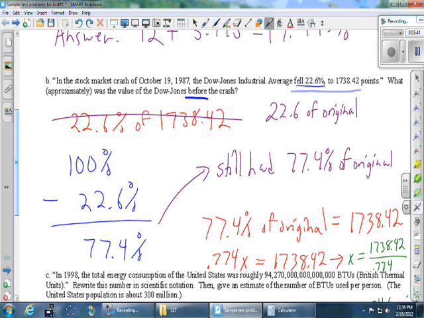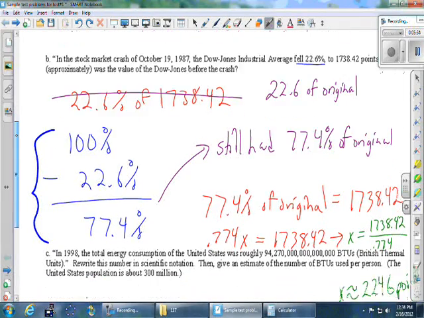So anytime you have that kind of a problem where you know what you ended up with, but you want to know what you started with, that's where you have to do this funny 100% business. Let's take a look at Part C.